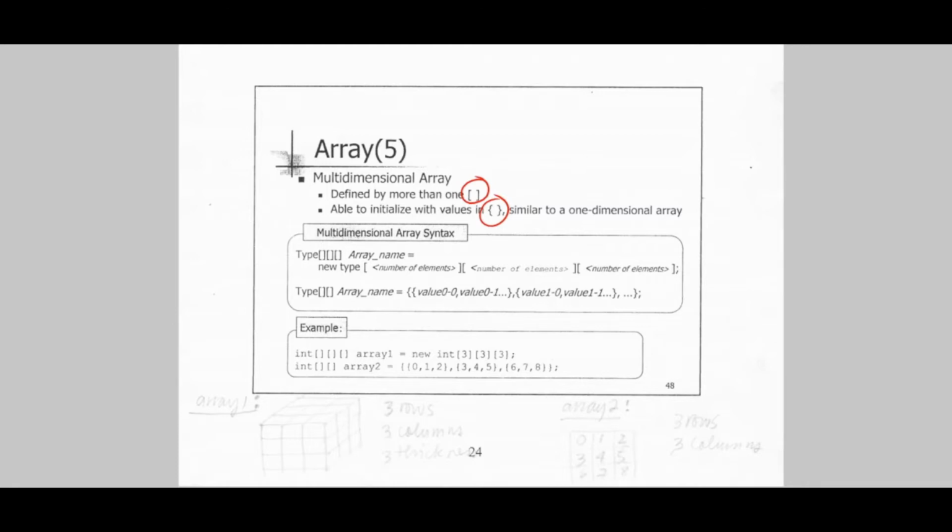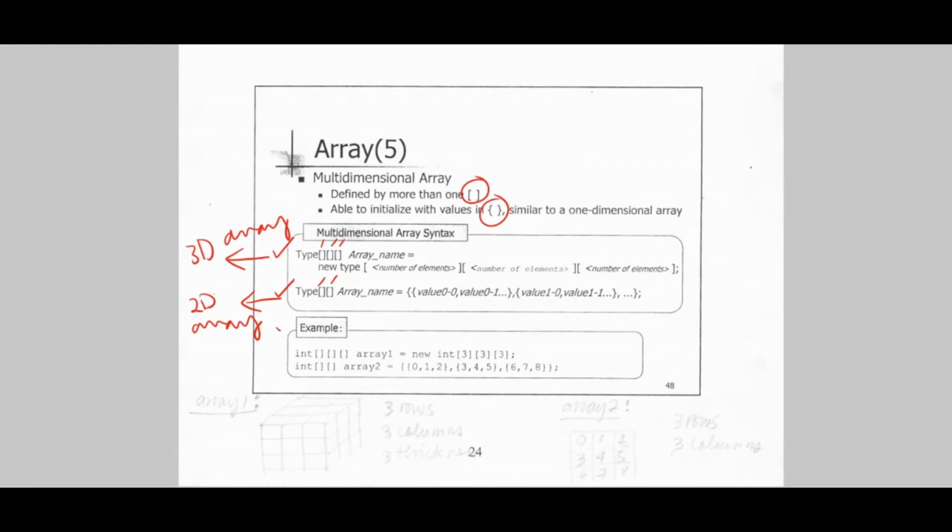Now, how many square bracket pairs are there in the first declaration? We have here 1, 2, and 3, right? So this is an example of a 3D array or a 3-dimensional array. And in the second syntax example, we have how many pairs of square brackets? We have 1 and 2. Therefore, this is an example of declaring a 2D or 2-dimensional array.